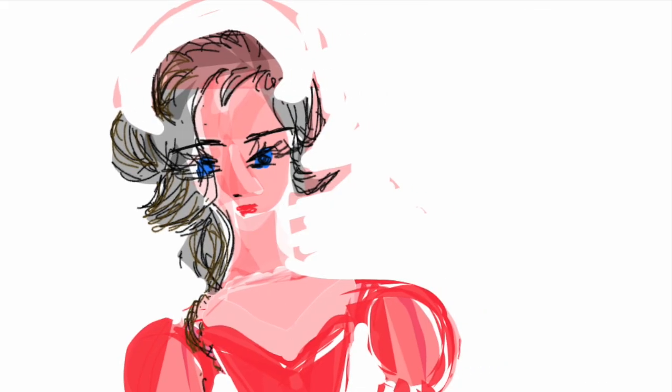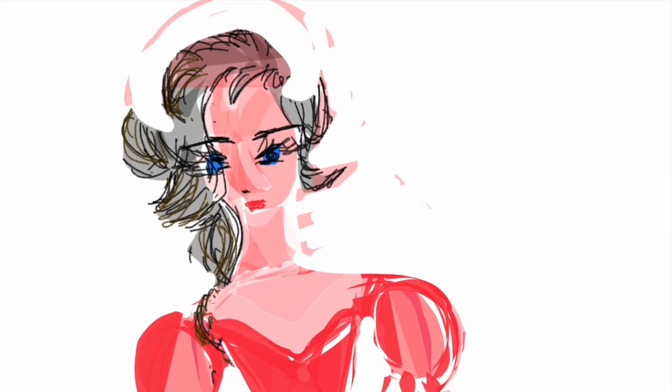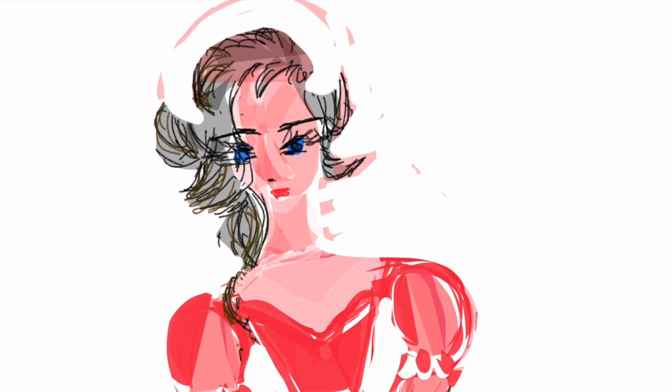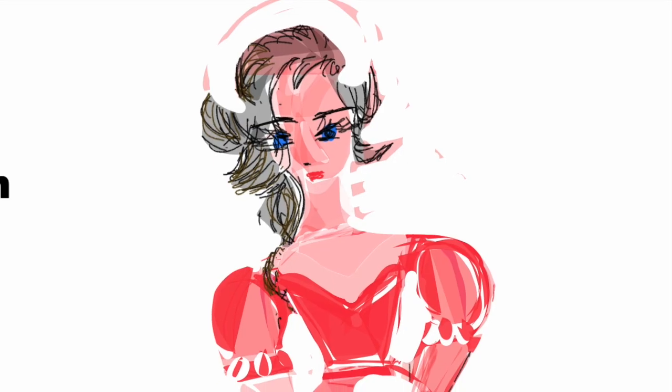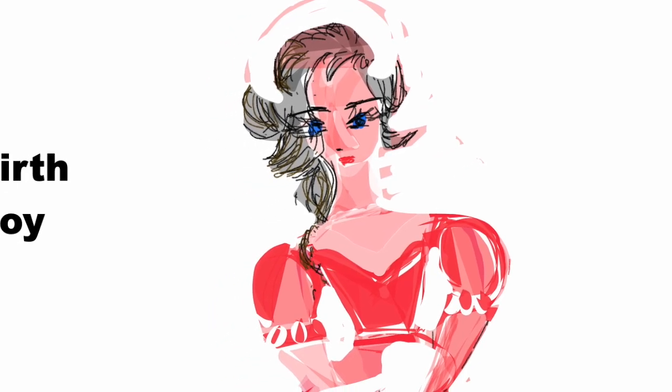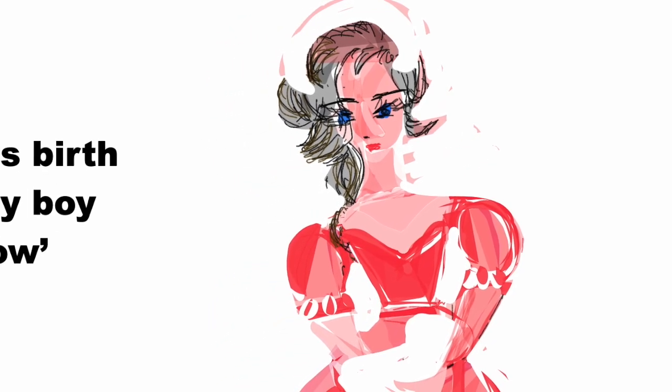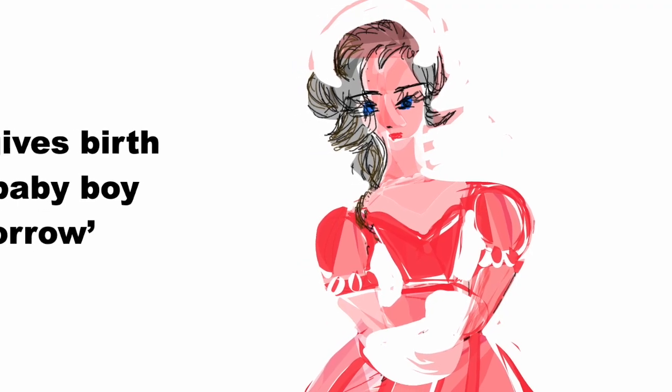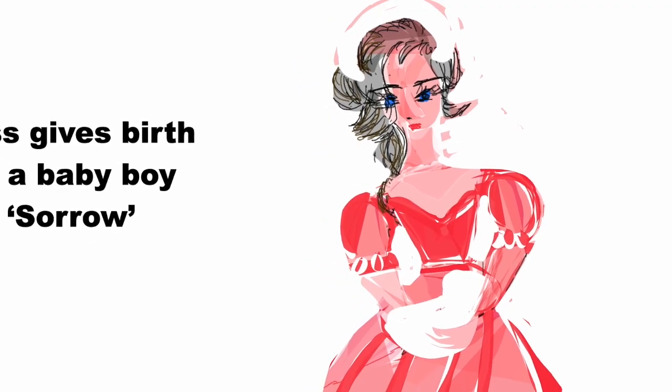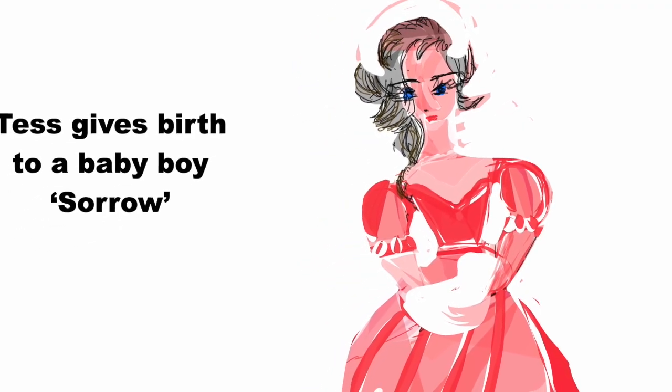Tess does return home emotionally devastated. But this tragic event has brought about more bad news alongside it, as she is carrying the child of Alec. She gives birth to a baby boy and names him Sorrow. The child becomes ill shortly after birth. Since the local church refuses to baptize an illegitimate child, Tess performs the baptism herself.